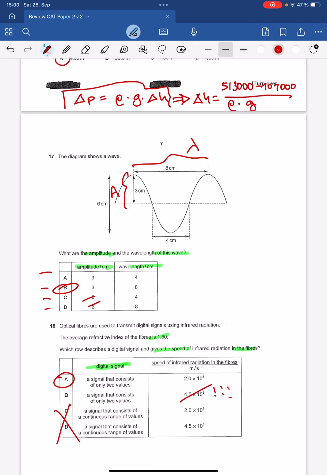Very few of us got this one right, and that was a bit disappointing. So remember, digital signal, only two values, 0 and 1. Analog signal, continuous range of values. And nothing can go faster than the speed of light, okay?